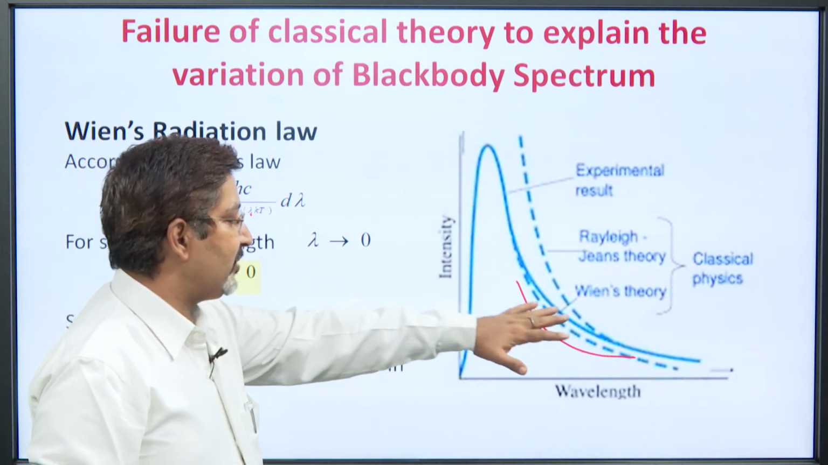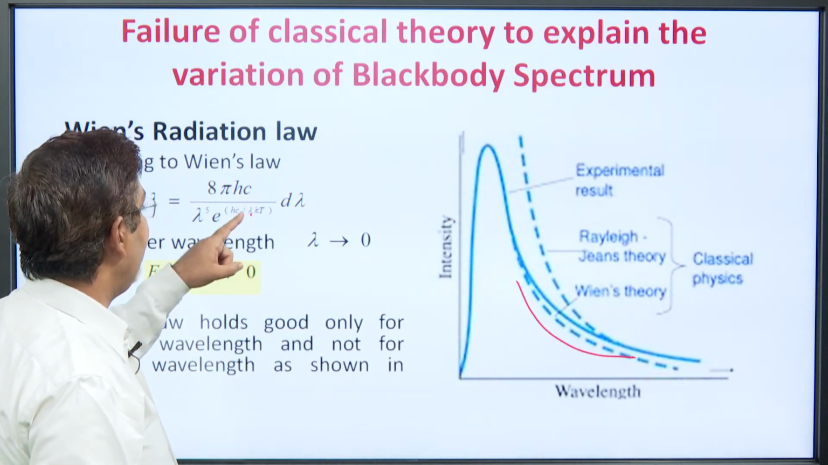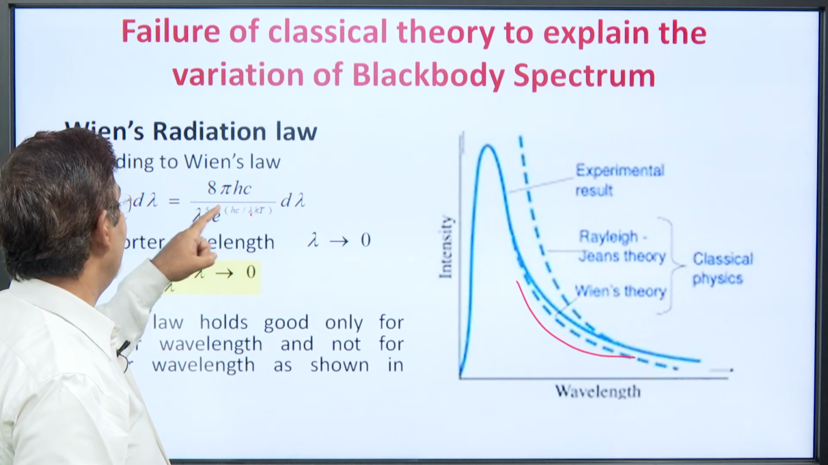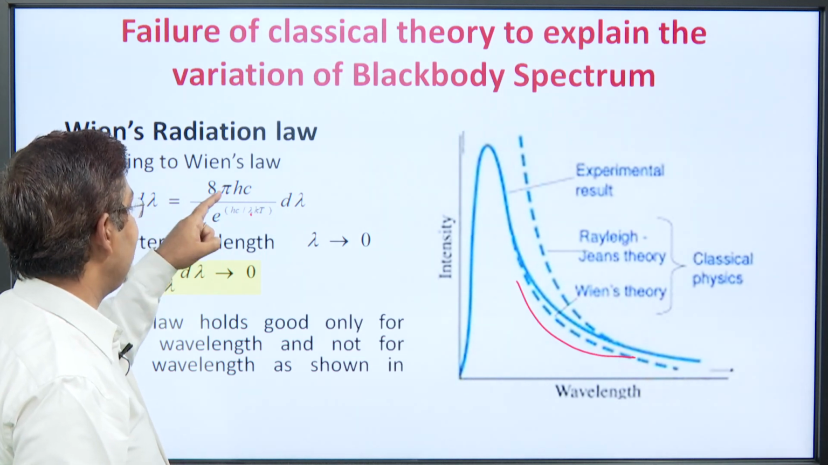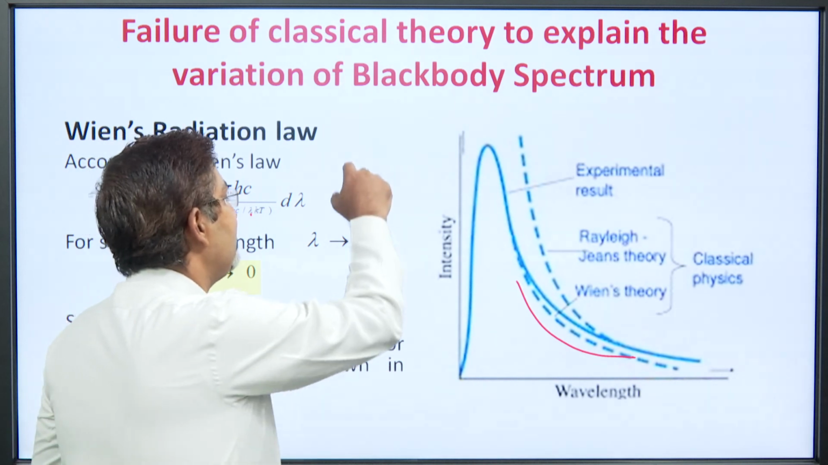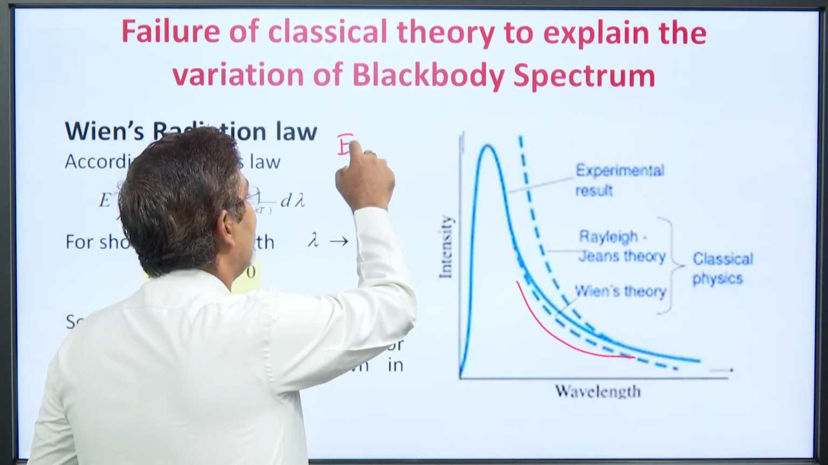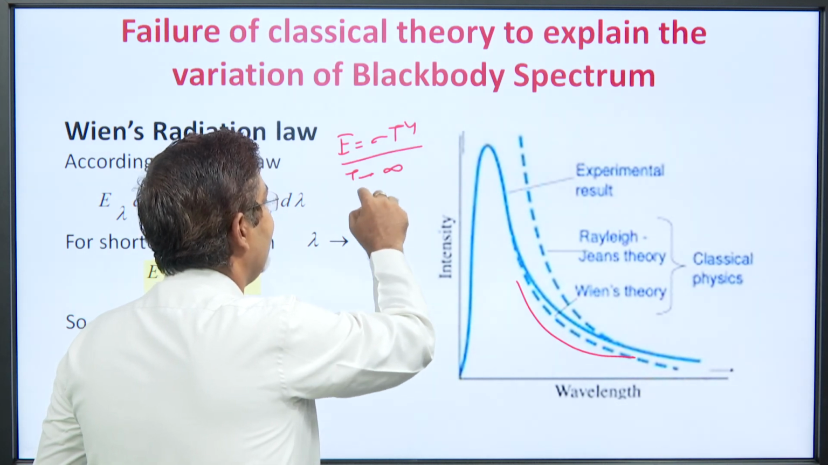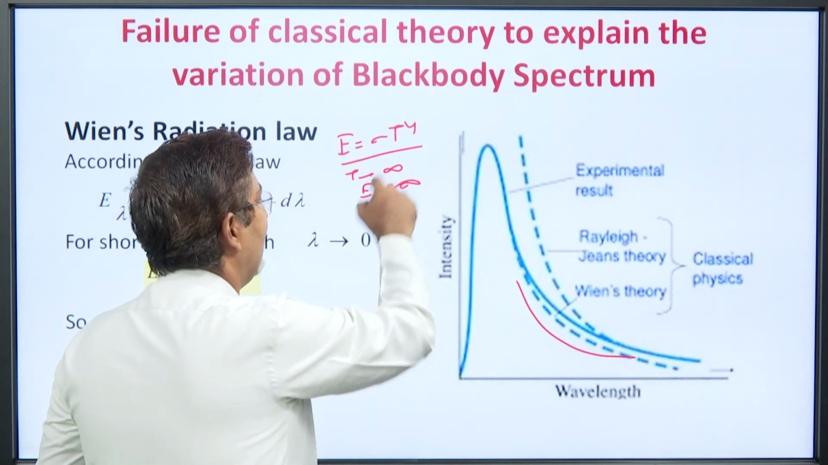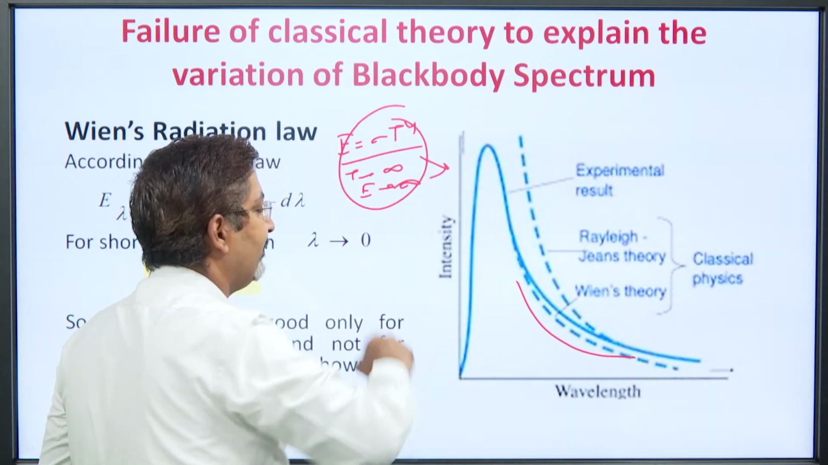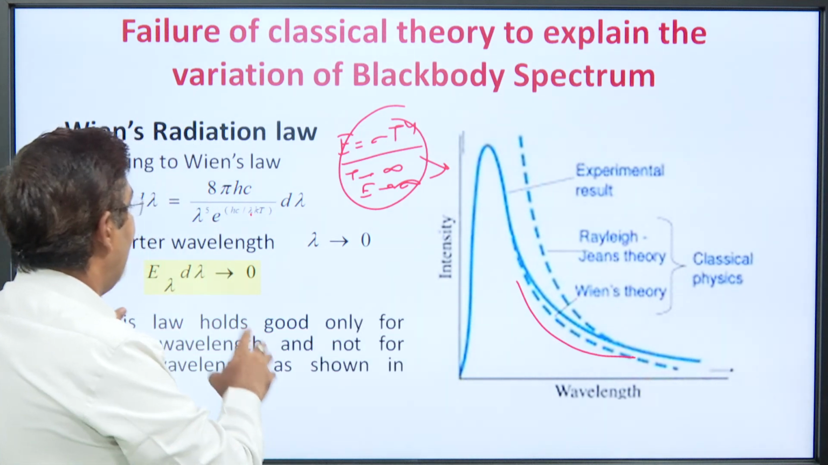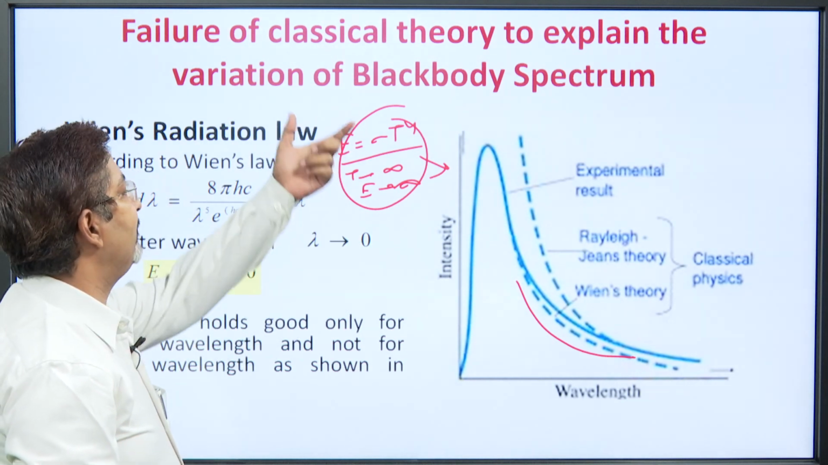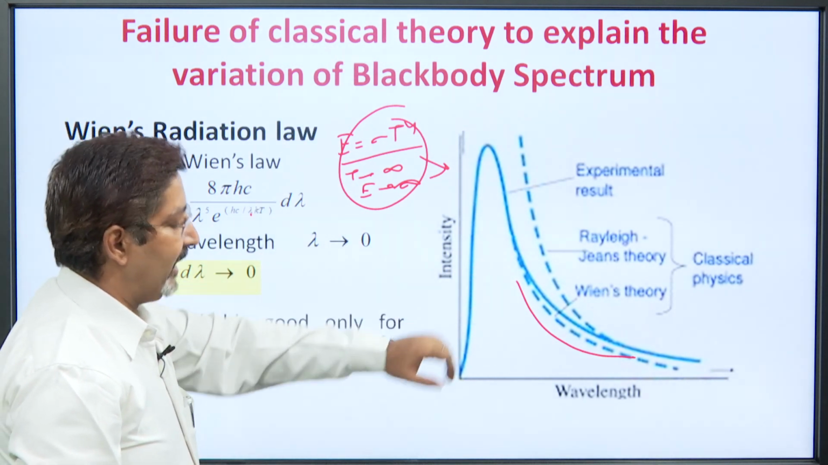So this formula could not explain this. One thing more: for T equal to infinite, we have e to power 0, and so E lambda d lambda has some finite value, but from Stefan's law, E is equal to sigma T to power 4, for T tending to infinite E tends to infinite, and that matches this curve. Because of these problems, Wien's radiation law, the classical law, was not able to describe this curve.